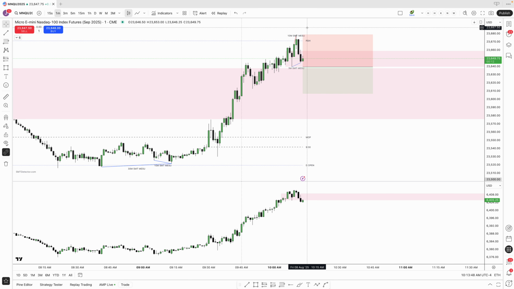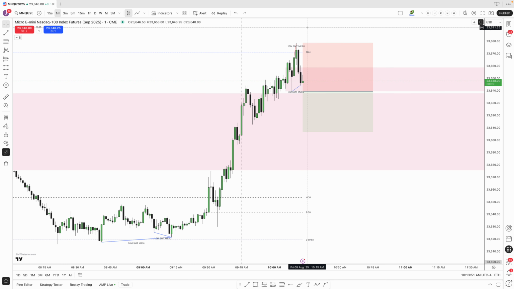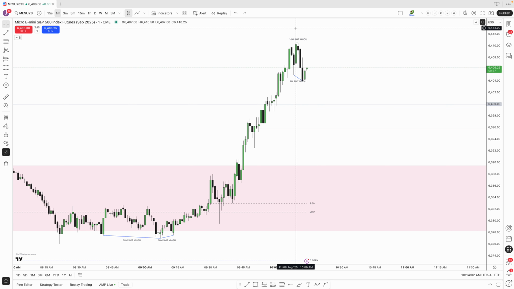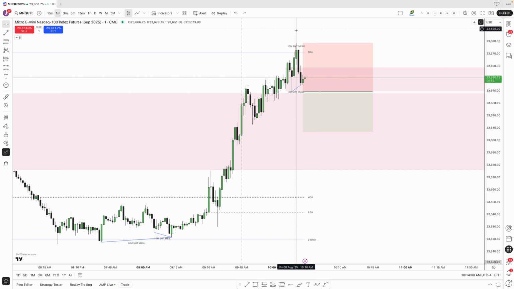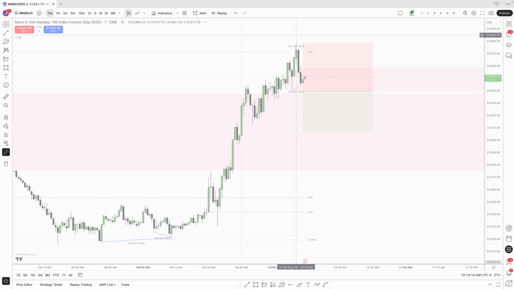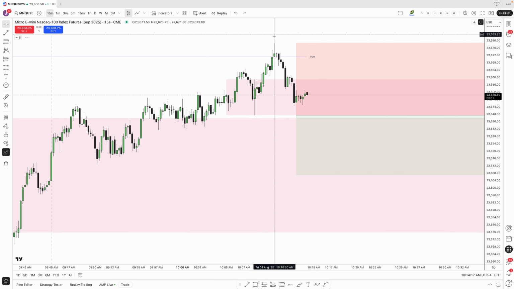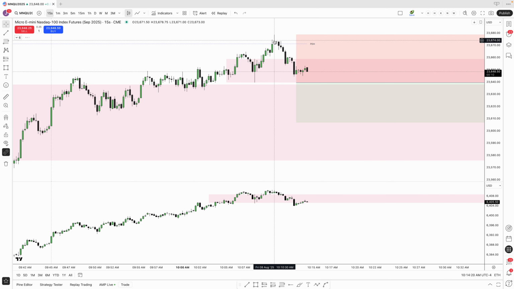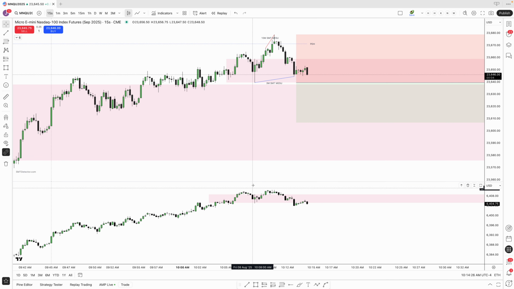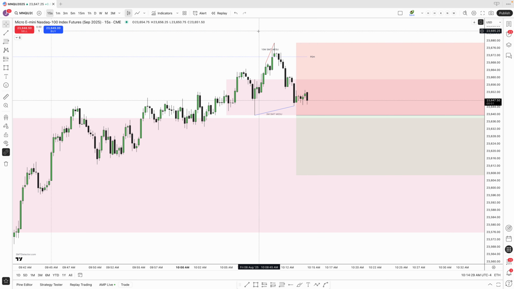CSD. We have a breaker formation on both. It's questionable because it's just the 10-minute cycle SMT. It's literally just the slightest little bit of SMT, which I'm not super interested in, but it does hit the protocol, and I will take it.